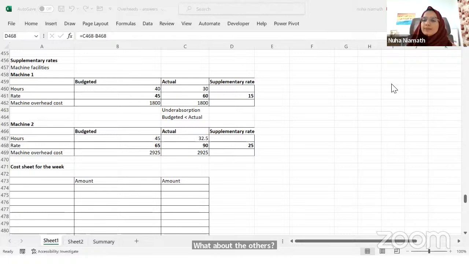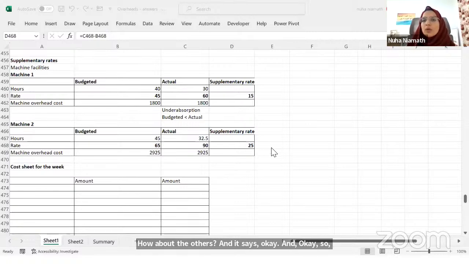How about the others? Ranjit says under. Okay. Under. Good. Under. Okay. So, Suhail, you said over absorption. Now, let me clarify it.